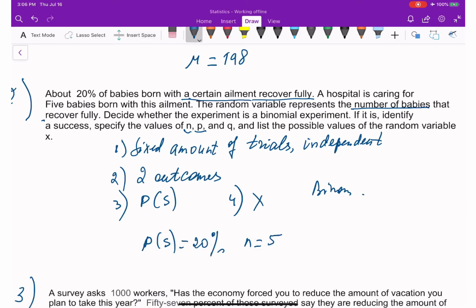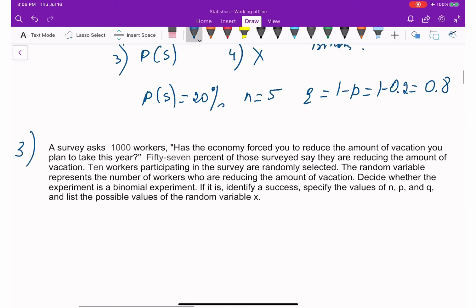Carrying 5 babies. Okay, we got that one also. Here it is, 20. What else do we need to find? Q. Q is very easy because if we have P, Q is going to be equal to 1 minus P, right? So it's going to be 1 minus 0.2, which is equal to 0.8. All right, next one.